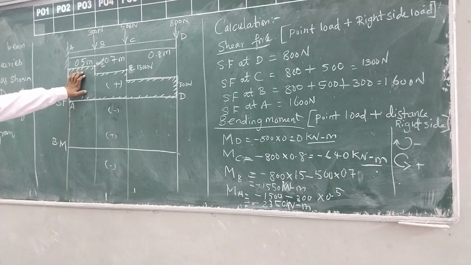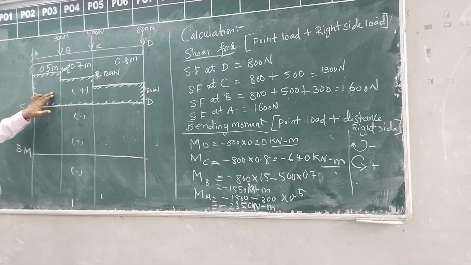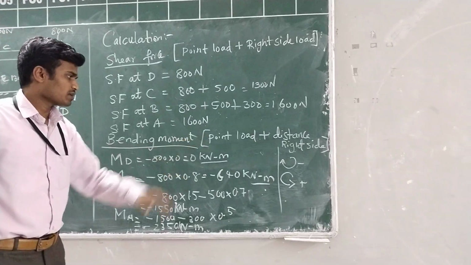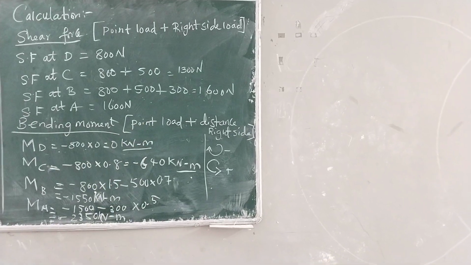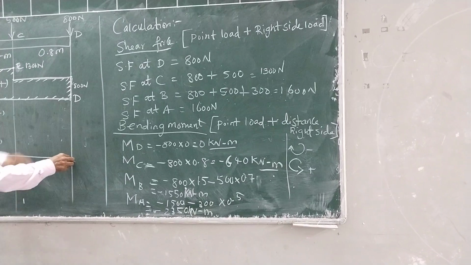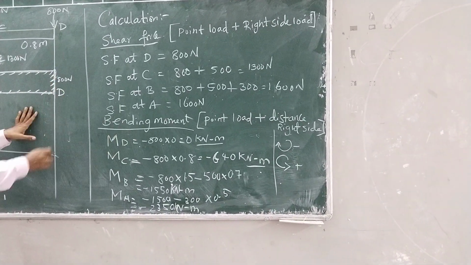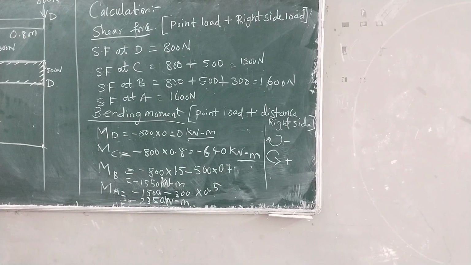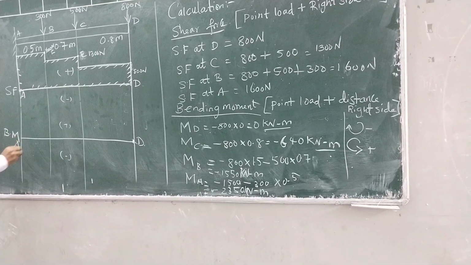This is the shear force diagram. By using this calculation, we have drawn the shear force diagram. Next will be the bending moment calculation. Here the concept is point load times distance, which we have to add. First, the bending moment at point D. Here the load will be 800 in the clockwise direction, minus 800 into the distance, which will be 0. So the bending moment at point D will be 0. We have the notation of point D and here A.